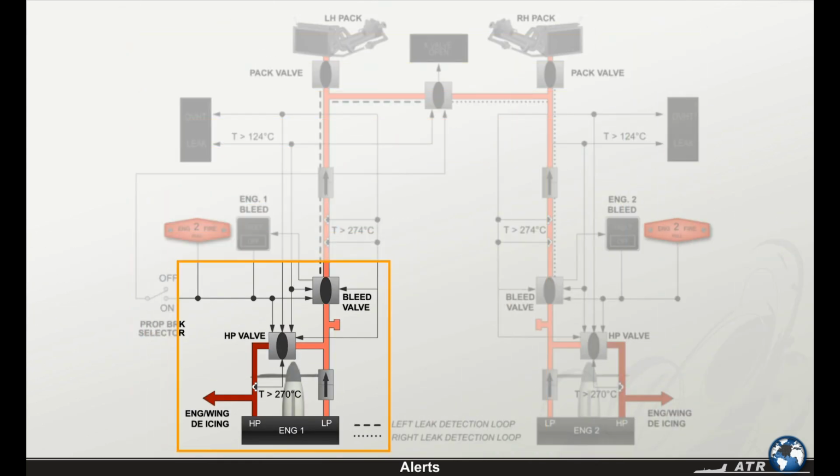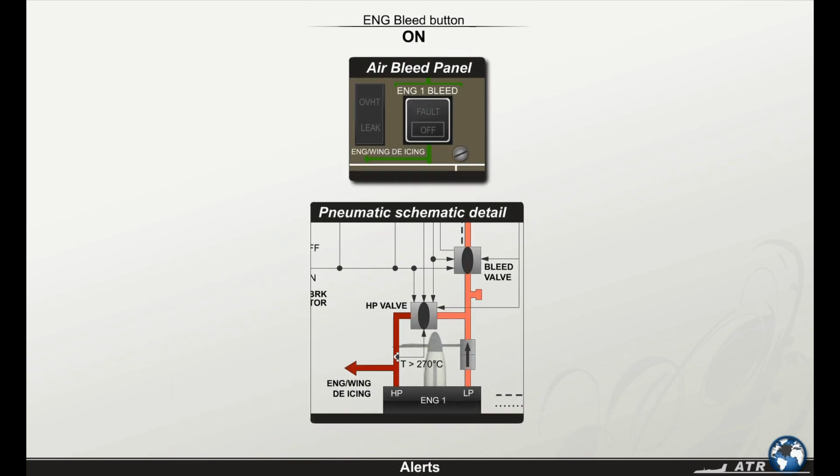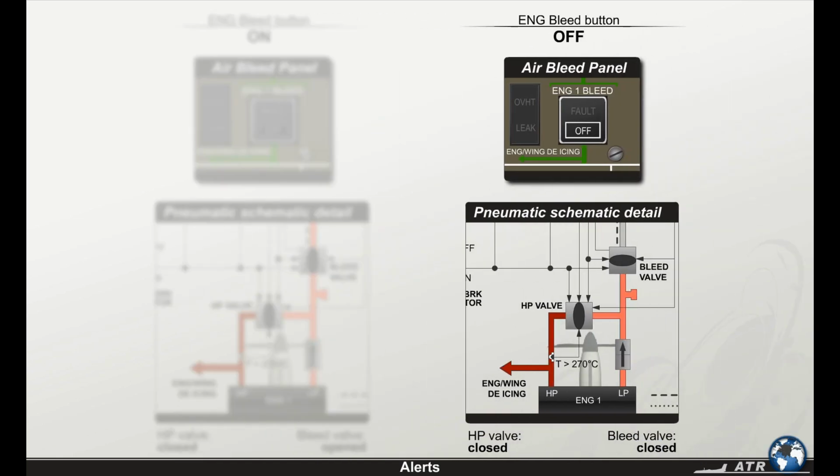Now let's see what happens when you use the different modes. When selected on, the associated high pressure and bleed valves solenoids are energized, thus allowing them to open if pneumatic pressure is available. When selected off, the associated high pressure and bleed valves are closed. The off light is illuminated white.